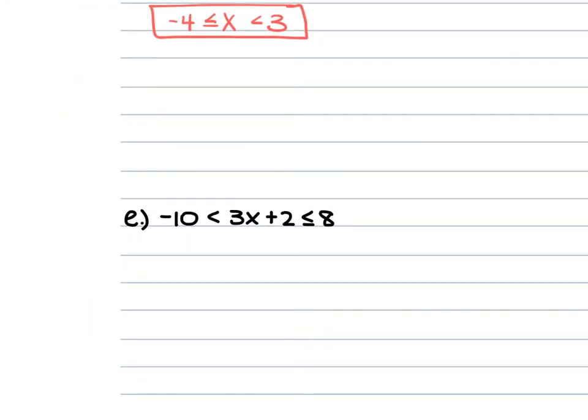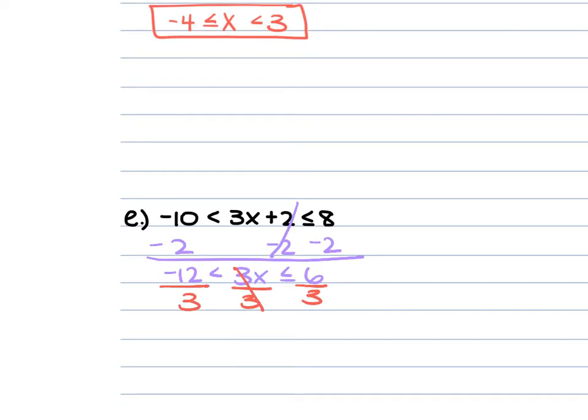For E, we have -10 is less than 3x plus 2, which is less than or equal to 8. So we're going to move the 2 over first. We're going to get -12 is less than 3x, which is less than or equal to 6. Then we're going to divide every part by that 3 to get -4 is less than x, which is less than or equal to 2.